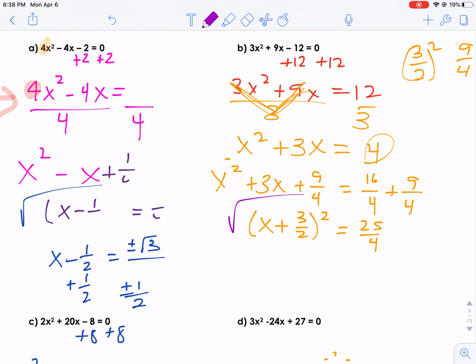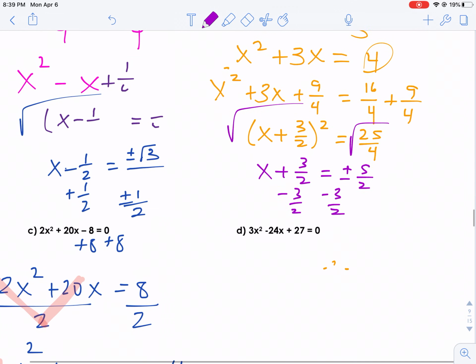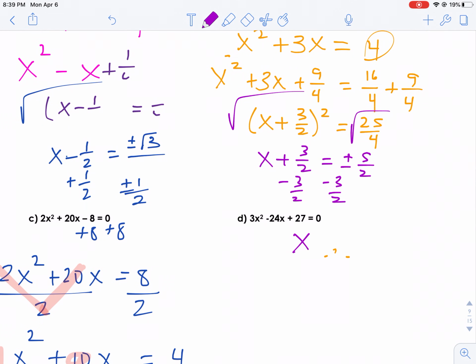Right, then we can take the square root of both sides, so we'd have x plus 3/2. Now we know the square root of 25 and 4, so this would be plus or minus 5/2. I'm going to take away 3/2 from both sides, and then we would get the answer. I'm just going to continue down here. We would get the answer x equals negative 3/2 plus or minus 5/2.